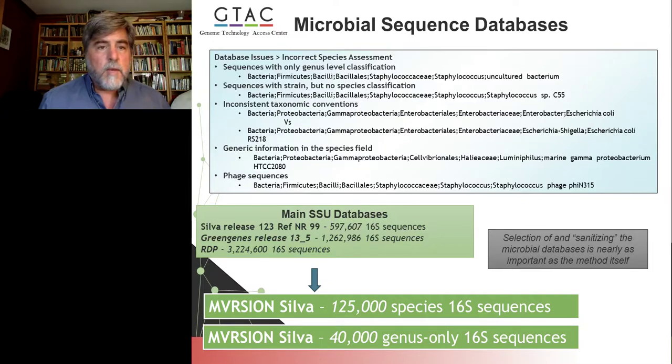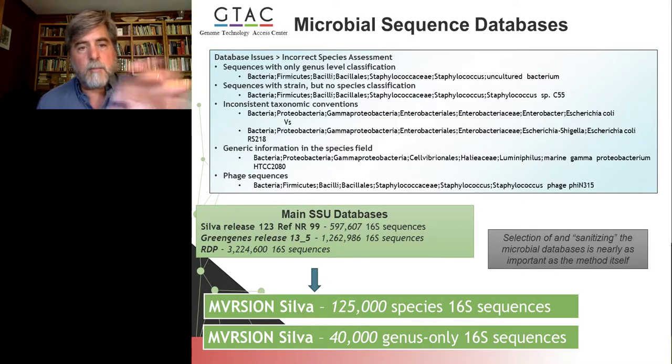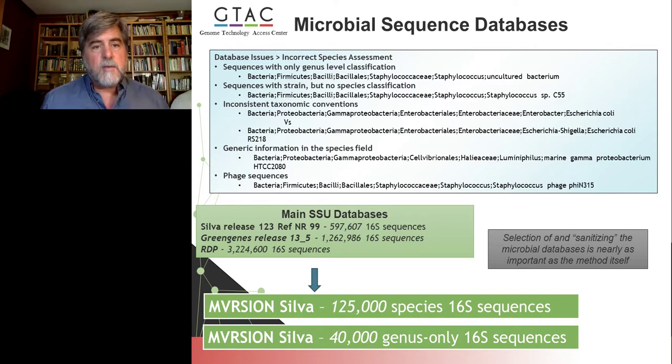So, for example, we get rid of sequences. In the top blue, you can see sequences with genus, sequences with strain but no species, sequences with inconsistent characterizations, fungus, viruses, all that stuff we try to remove. And so, for example, in that olive-colored box, we started with the Silva release, and we had about 600,000 16S genes in that. And after cleaning it up, we ended up with 125 species-specific 16S sequences.